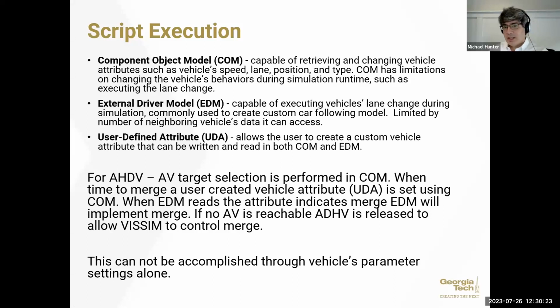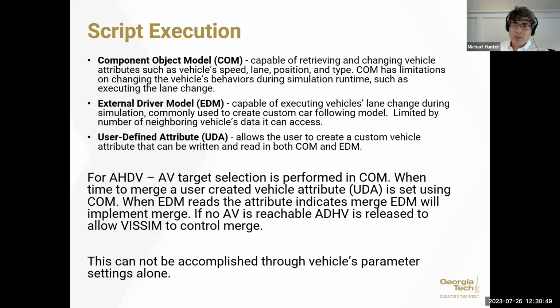Once the targeting is all set, and it's time to merge, then we change that user-defined attribute that will turn the flag, and then the EVM says, oh, my turn, and the EVM will force the merge. The thing behind all this that is somewhat important is that you can't do this by just changing the vehicle parameters. I know, for instance, that VisSim has an AV. That only works if you're living within the basic underlying car following model and you want to just calibrate it.